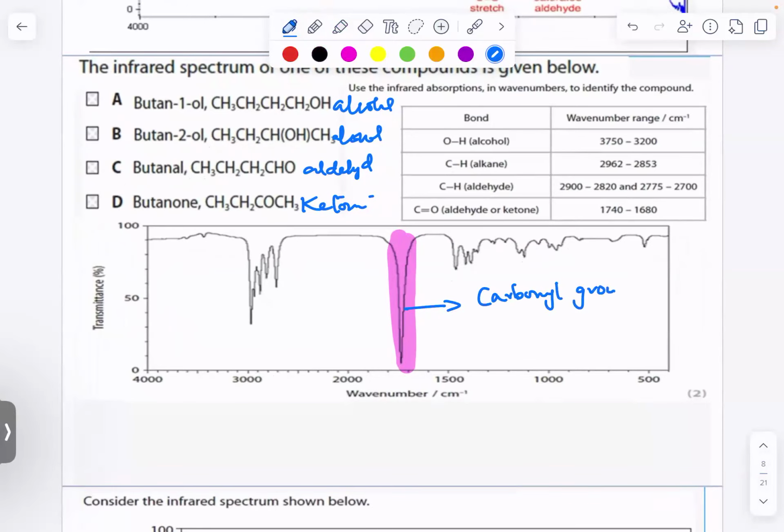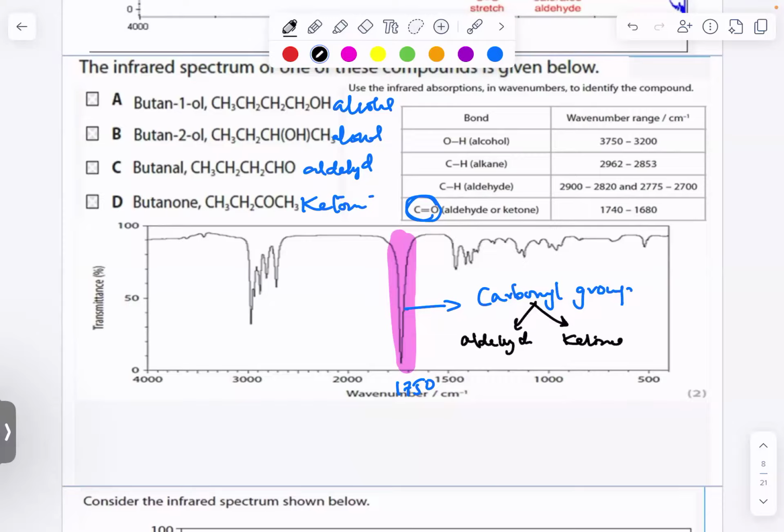Carbonyl is at 1750. 1740 to 1680 is an aldehyde or a ketone. I'm going to come to that point. First of all, you need to say that it's for carbonyl. The carbonyl group is present in both things, aldehyde and ketone. So first of all, you need to identify the group and then the classes.